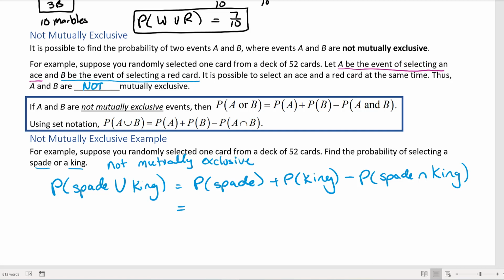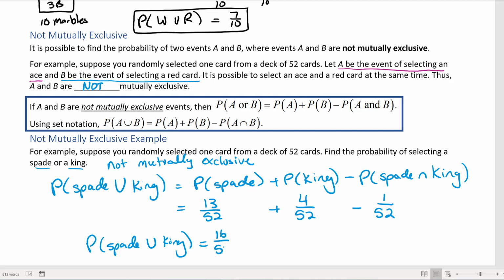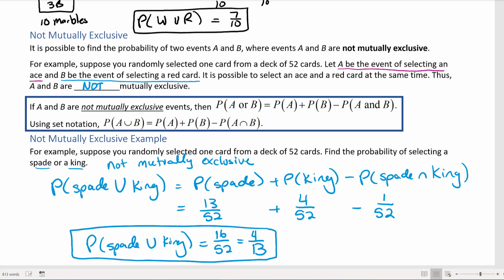So the probability of getting a spade, well, we have 13 spades in the deck of cards out of 52, plus we have 4 kings out of the 52, minus there's only one king of spades, so there's only one that is both a king and a spade at the same time. So the probability of being a spade or a king is going to be 13 plus 4 is 17 minus 1 is 16 over 52, which if I divide by 4, that gets me 4 over 13. So that's how you're going to use the formula if it's not mutually exclusive.